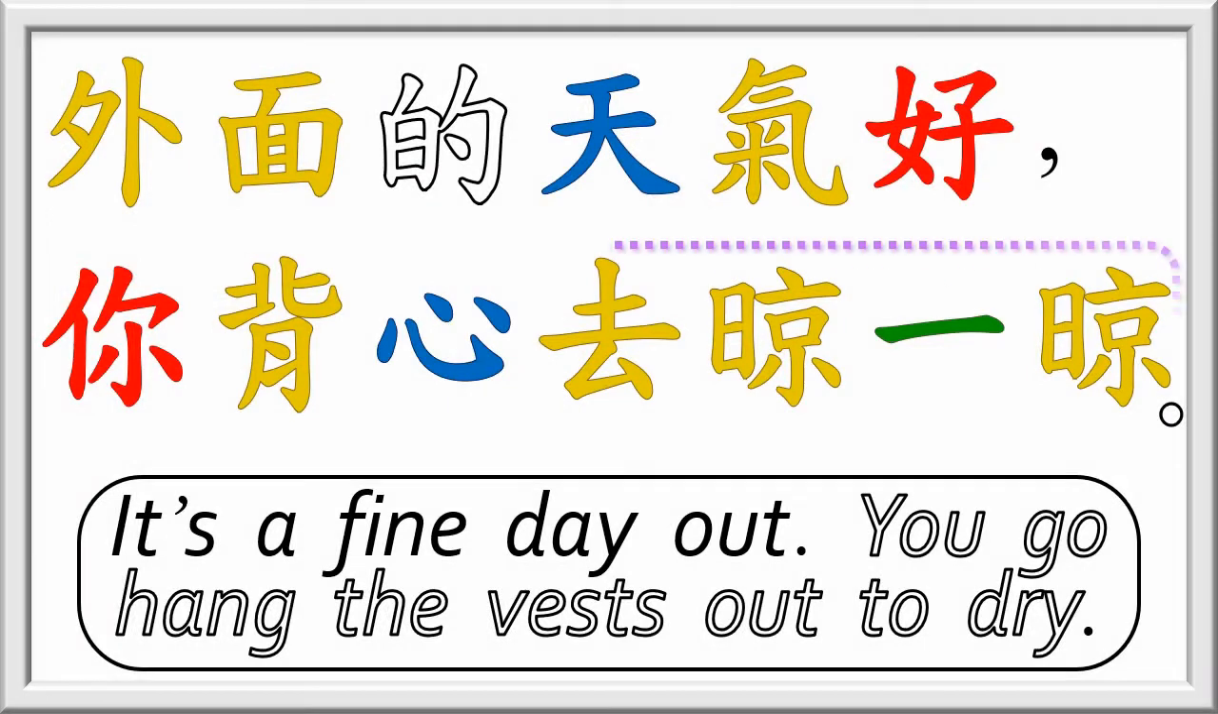It just so happens that we have an article of clothing from the characters learned so far, 背心, which is the term for a sleeveless vest, literally a garment worn with both front and back against the heart. 外面的天气好，你背心去晾一晾. It's a fine day out. You go hang the vests out to dry.